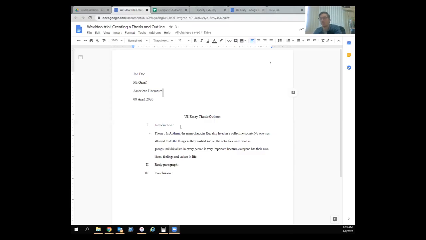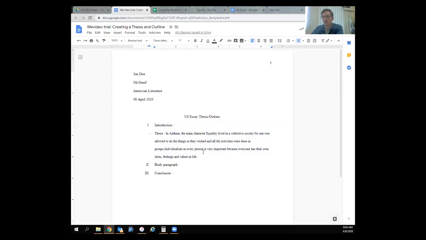The thesis that they wrote was: in Anthem, the main character, Equality, lived in a collective society. No one was allowed to do things as they wished, and all the activities were done in groups. Individualism in every person is very important because everyone has their own ideas, feelings, and values in life. Okay, so there are some really good things about this thesis, and some things that we want to fix.